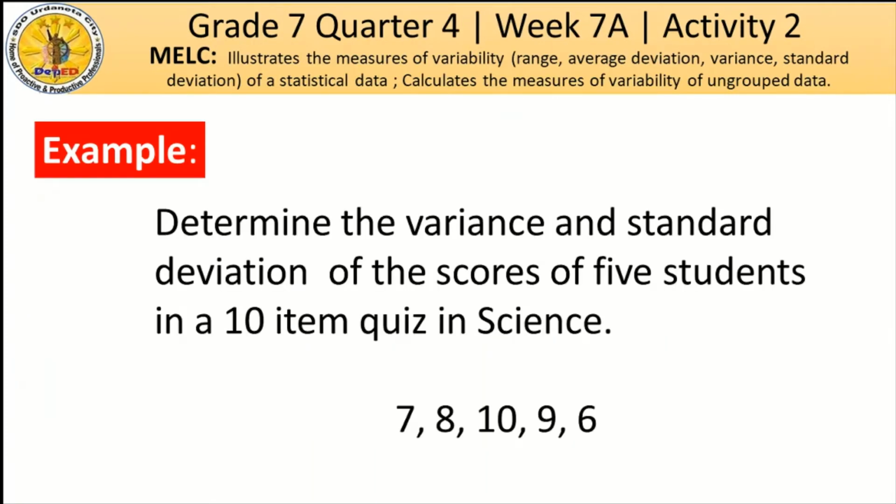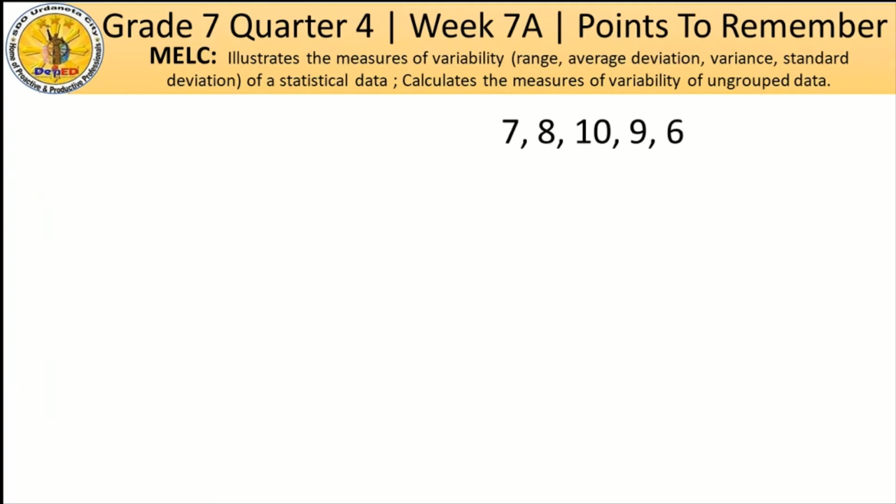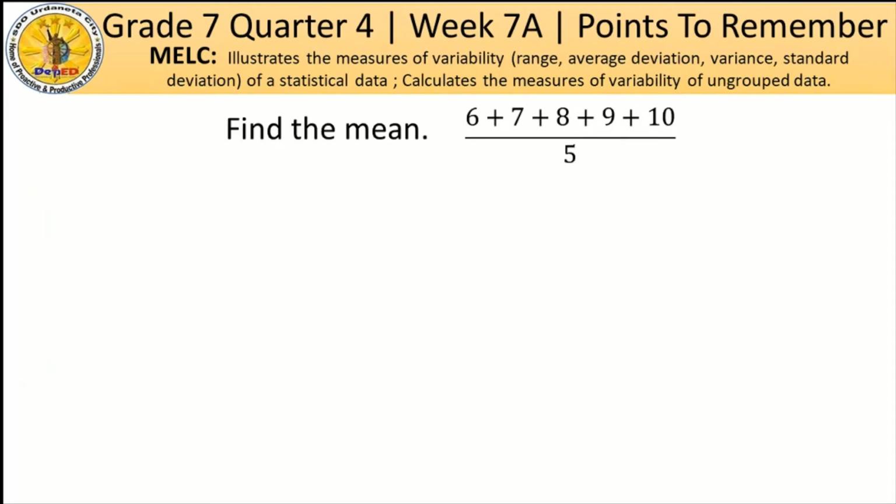Example, let us determine the variance and standard deviation of the scores of 5 students in a 10-item quiz in science. Scores are 7, 8, 10, 9, and 6. Now for us to identify the variance and standard deviation of this data, let's do step 1. Find the mean. So, 6 plus 7 plus 8 plus 9 plus 10 all over 5 results to 40 over 5. Now, 40 divided by 5 is equal to 8.